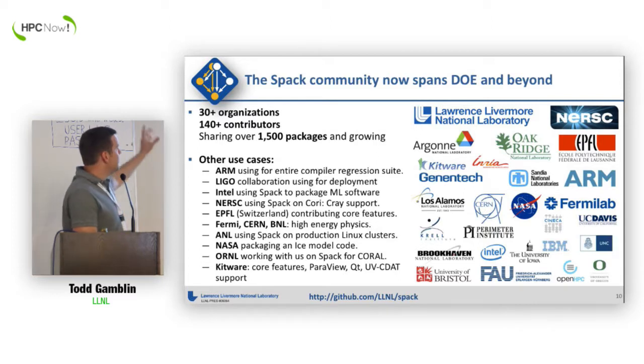And then here's just a few examples of use cases of Spack outside the labs. So ARM, I discovered, is actually using Spack to test their compiler suite. So they're doing regression tests. The LIGO collaboration and also some folks at CERN are using Spack. Intel is trying to use Spack to package machine learning software for HPC. And there's a large group at CERN, Fermi, and Brookhaven, the high energy physics group. They are using Spack to package up some of their applications. And they're trying to replace an older build system and development environment with Spack.